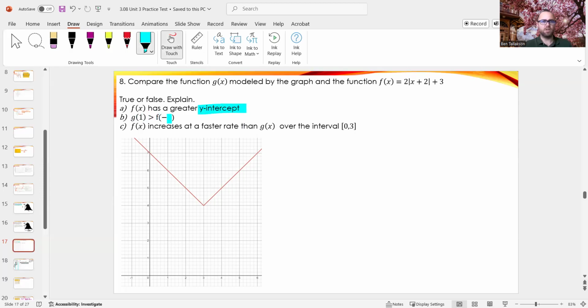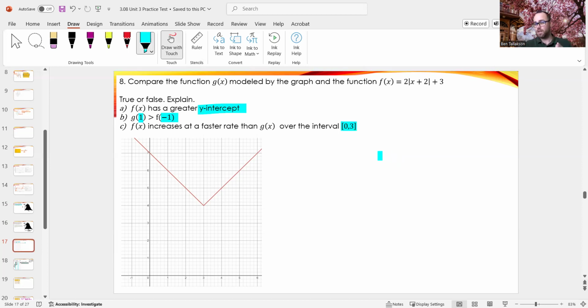G of 1 is greater than f of negative 1, so they want to find out points on a graph or a function. F of x increases at a faster rate than g of x over the interval 0 to 3. So we need to look specifically at that portion of the graph to see what's happening.